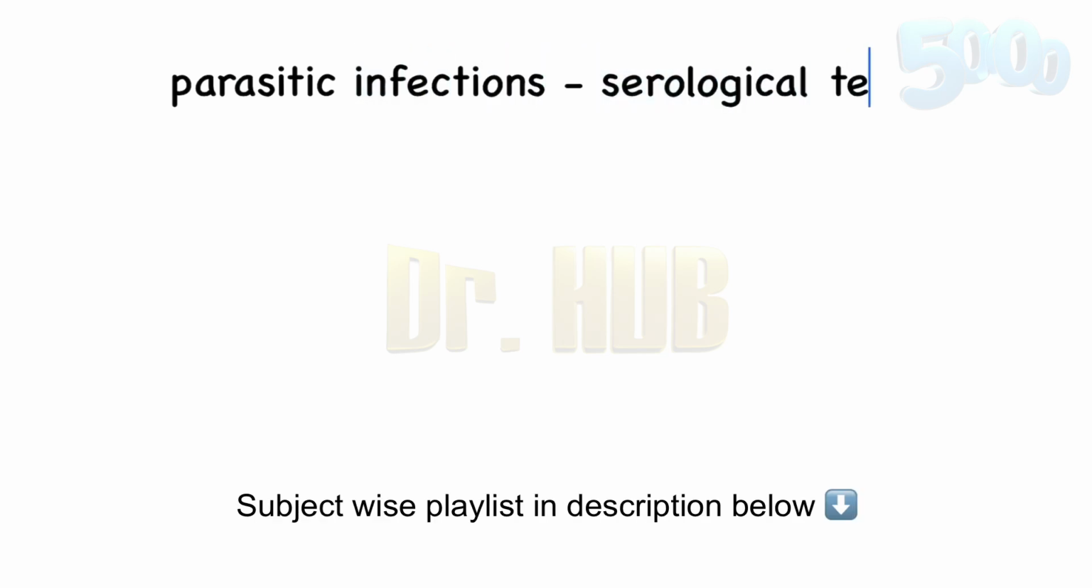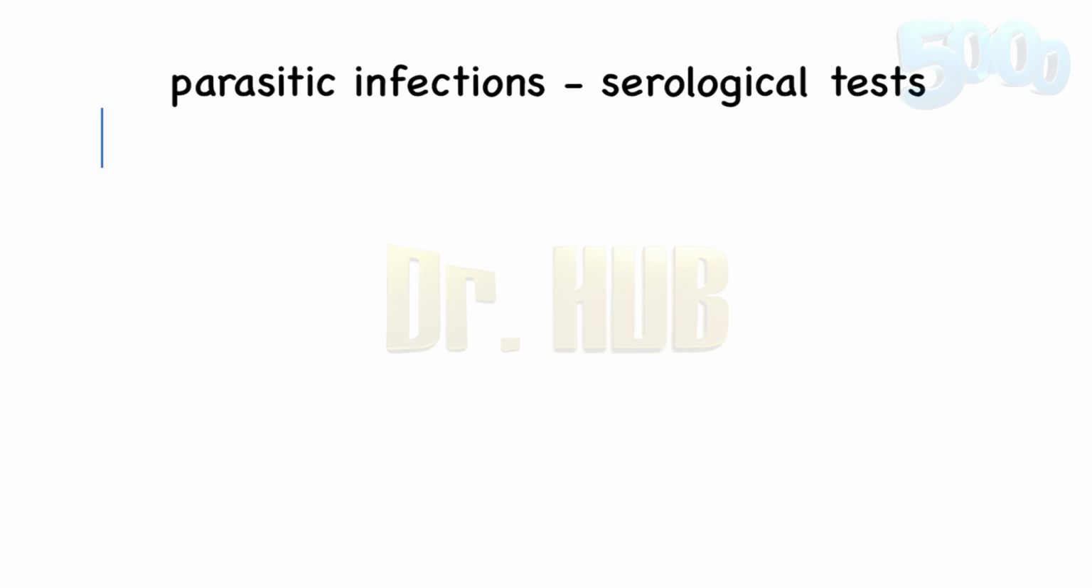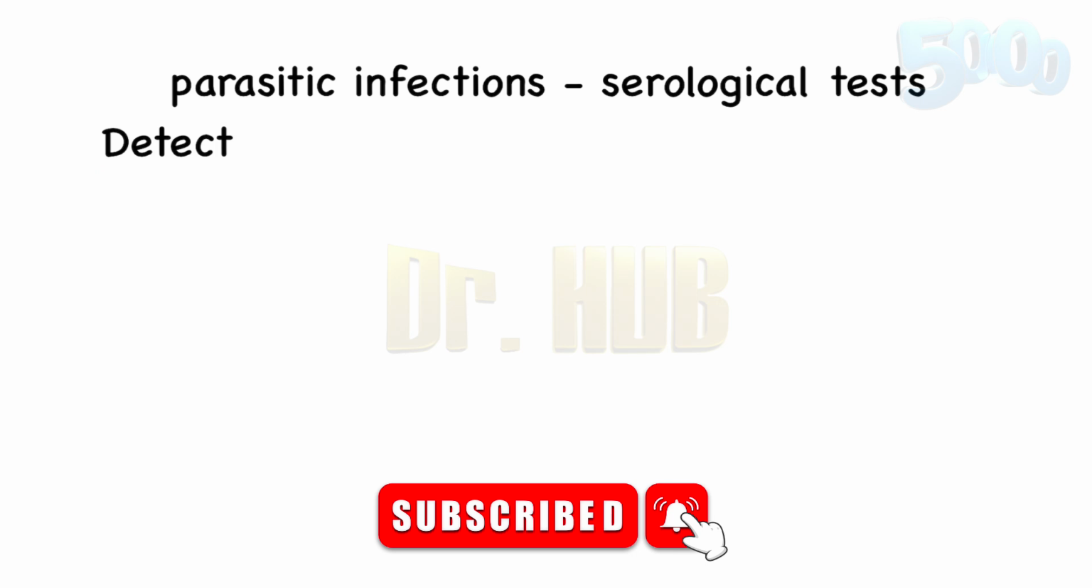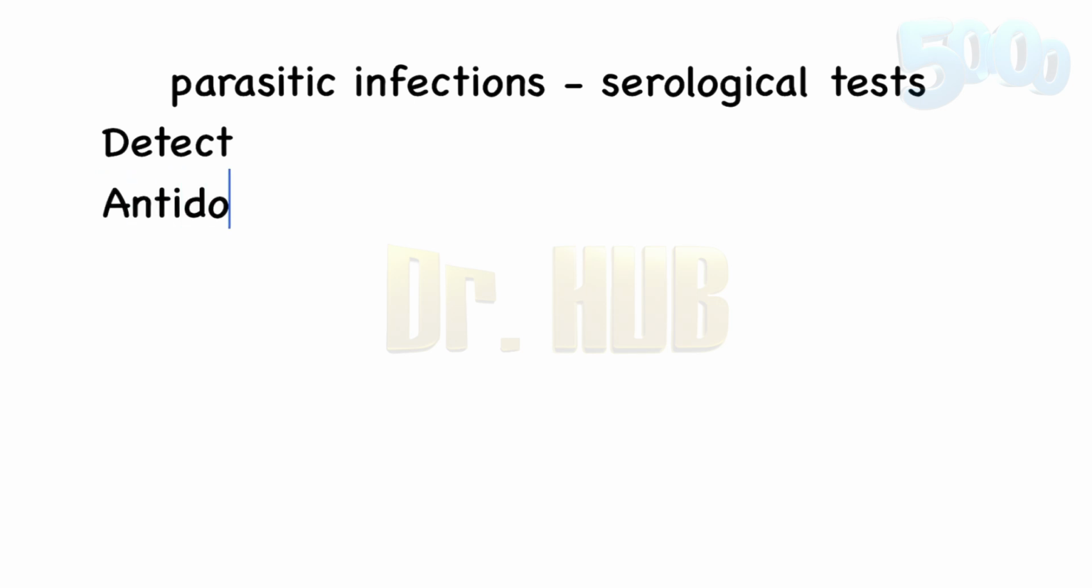Let's look into some important serological tests in the parasitic infections. To begin with, the serological tests are helpful in detecting the surveillance of many protozoal and helminthic infections. They are divided into two types. One is antibody, the other is the antigen. So let's first look into the antigen.